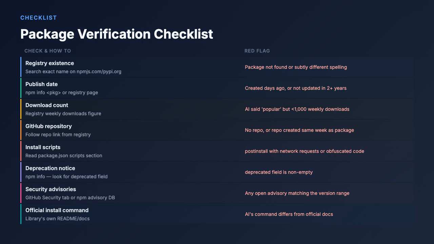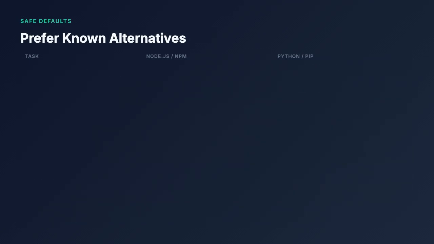If any of these checks raise a red flag, do not install the package. For common tasks, well-established packages with years of history are almost always the right choice. Here are safe defaults to reach for instead of unfamiliar AI suggestions. For JWT handling, use jsonwebtoken in Node or PyJWT in Python. For password hashing, bcrypt or Argon2.